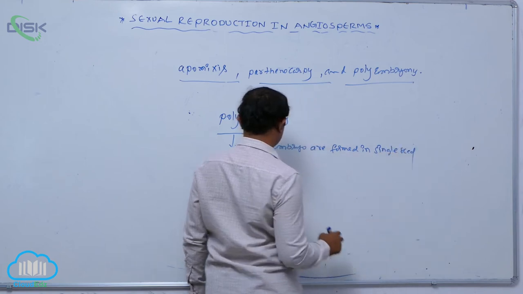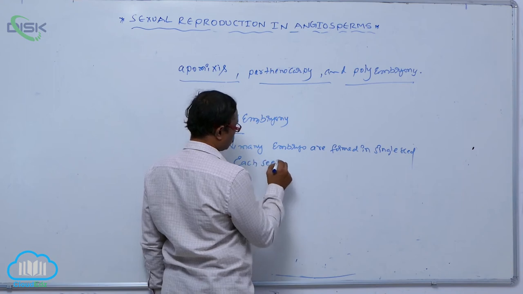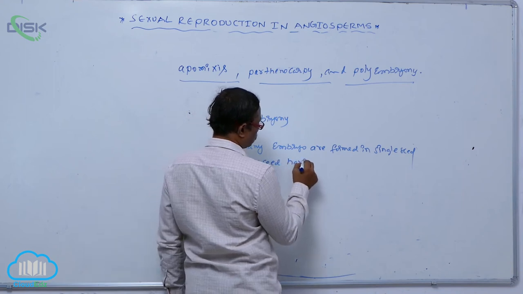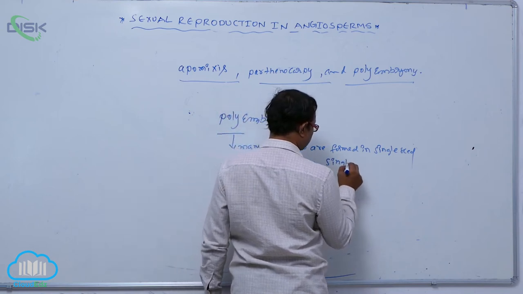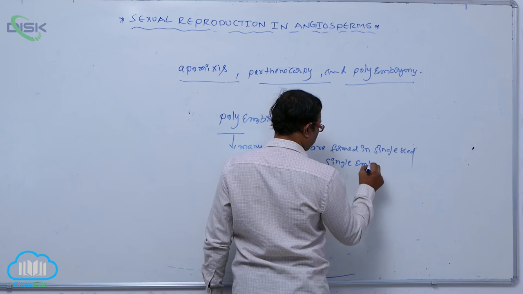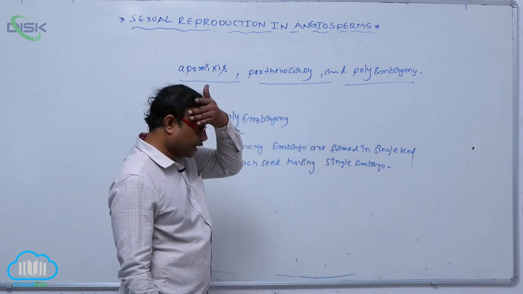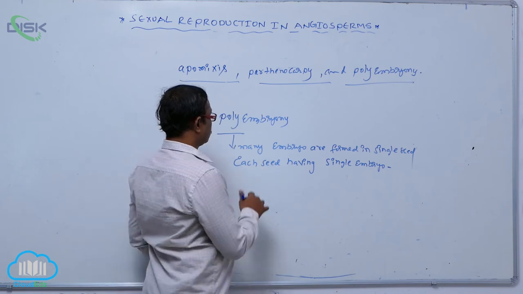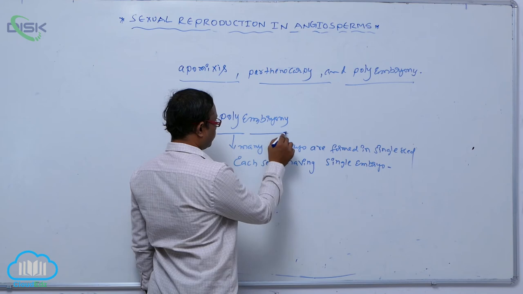Generally, each seed has a single embryo, but under some conditions, in some regions, at some times, many embryos are formed in a single seed. That is known as polyembryony.